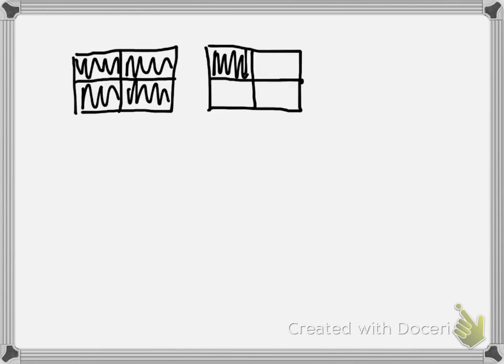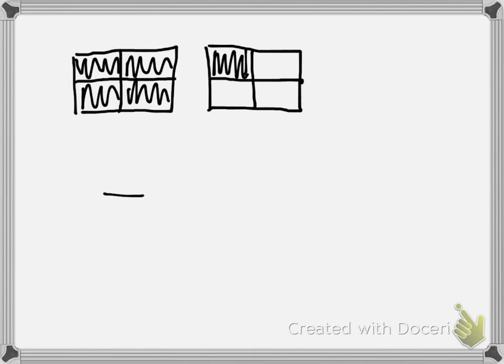Okay, so for this example, we're going to do kind of the same thing, except for now I've got a couple of different separate shapes here. So we're going to actually write an expression for a fraction for this example, and then we're going to also write a mixed number for this as well.